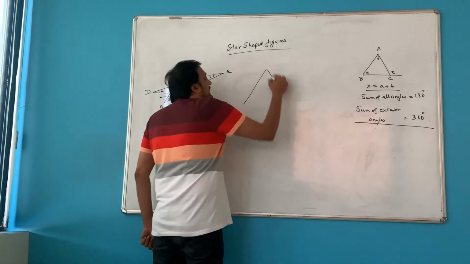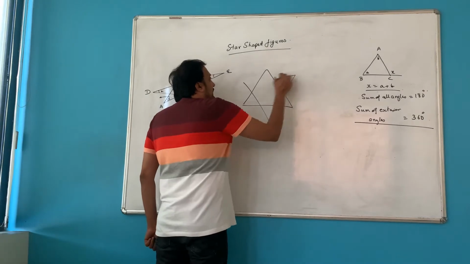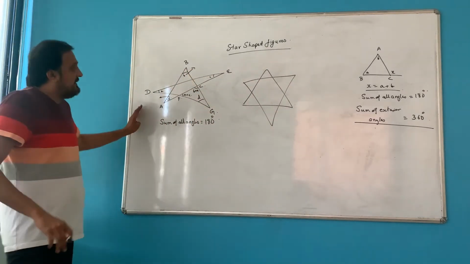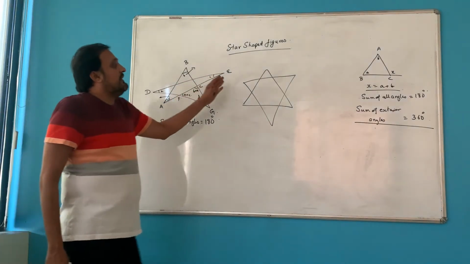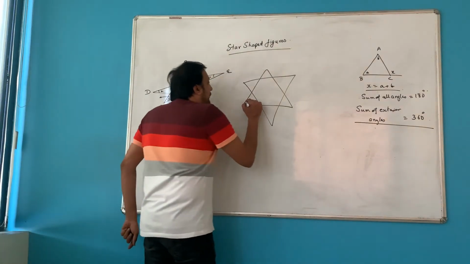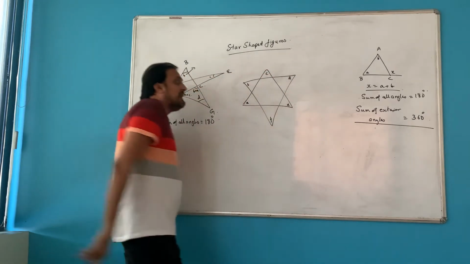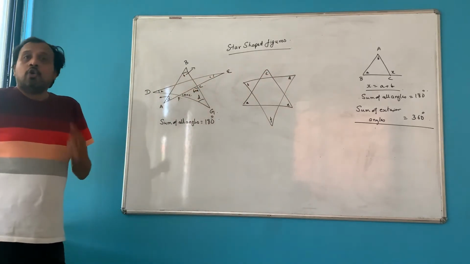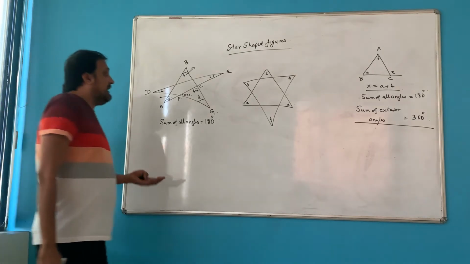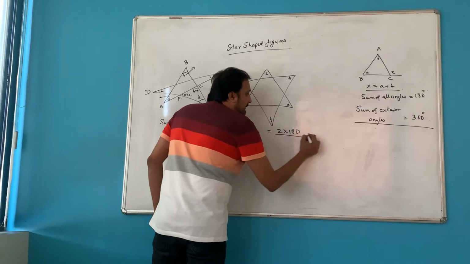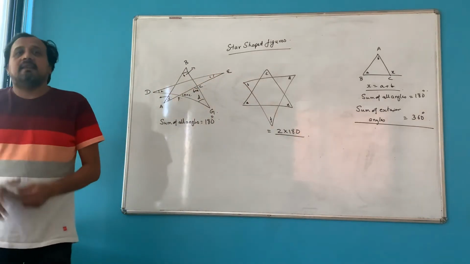Star-shaped could also have been a 6-sided star shape, something like this. Now, this is much easier to imagine than the previous one. Why? Because it's essentially nothing but the sum of interior angles of 2 triangles. So what should be the sum of interior angles of 2 triangles? It should be 2 into 180, which makes 360 degrees.